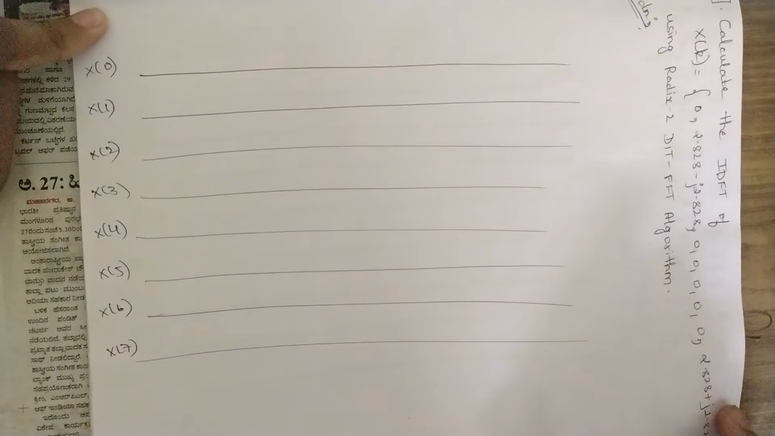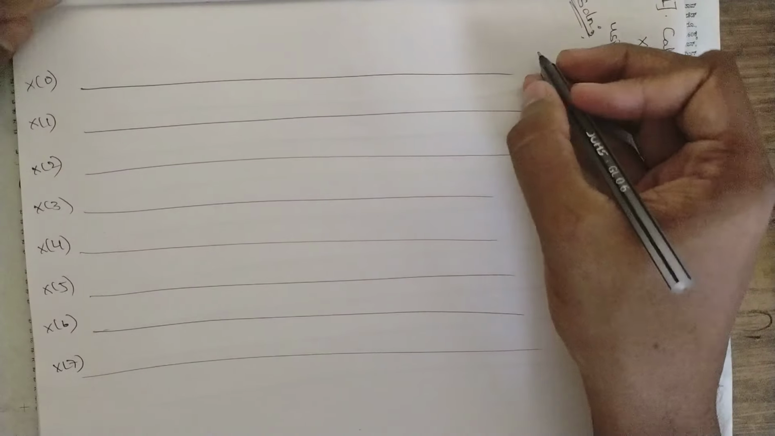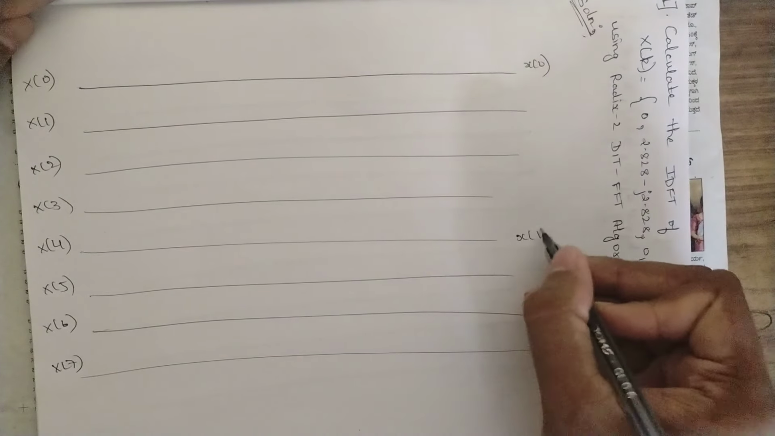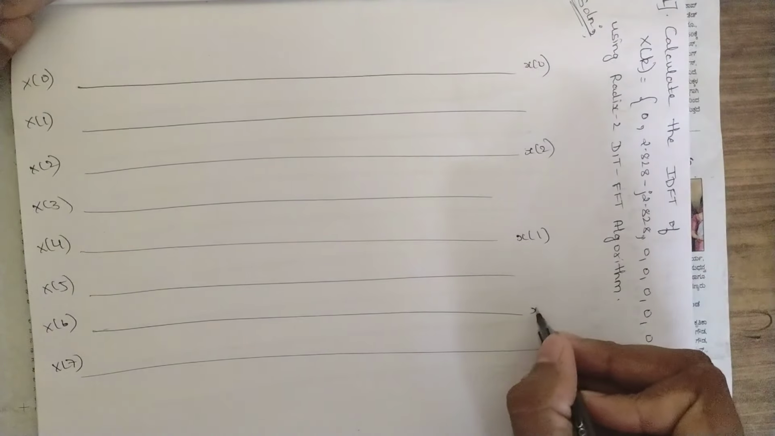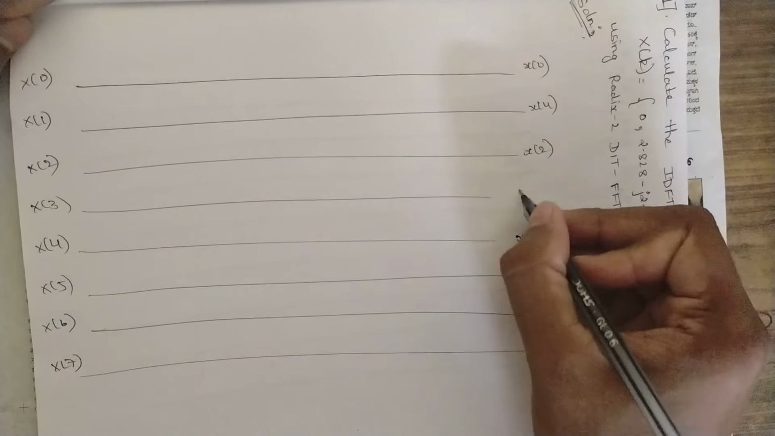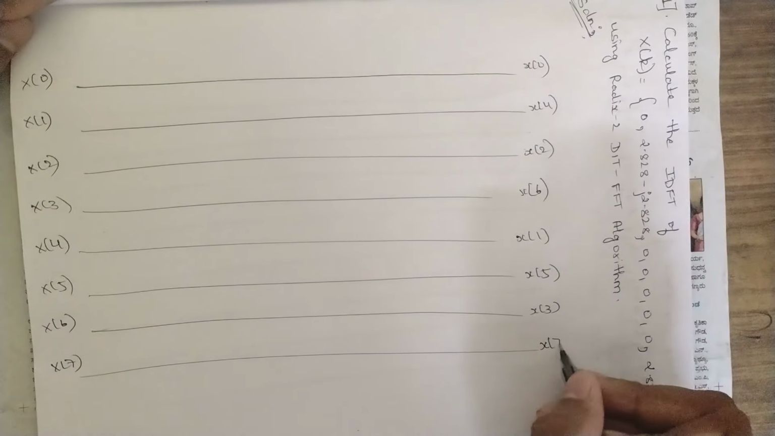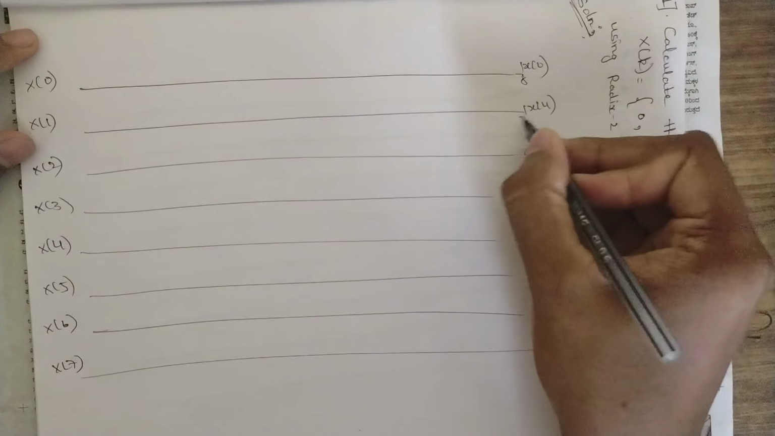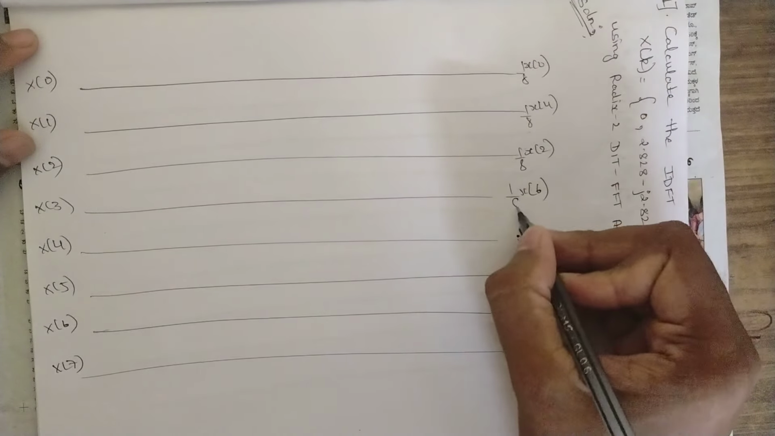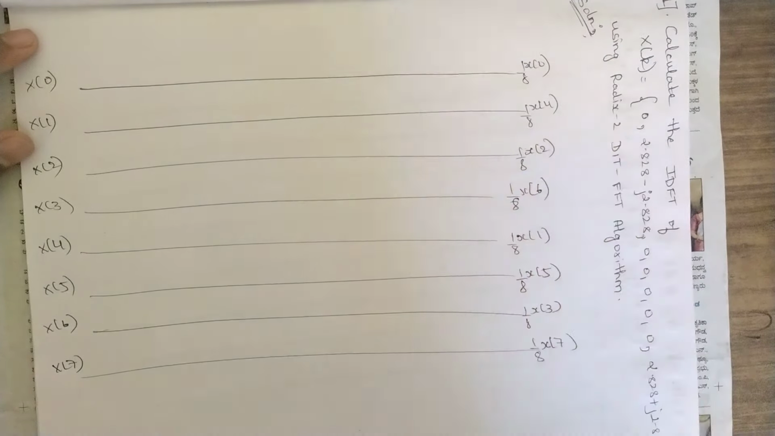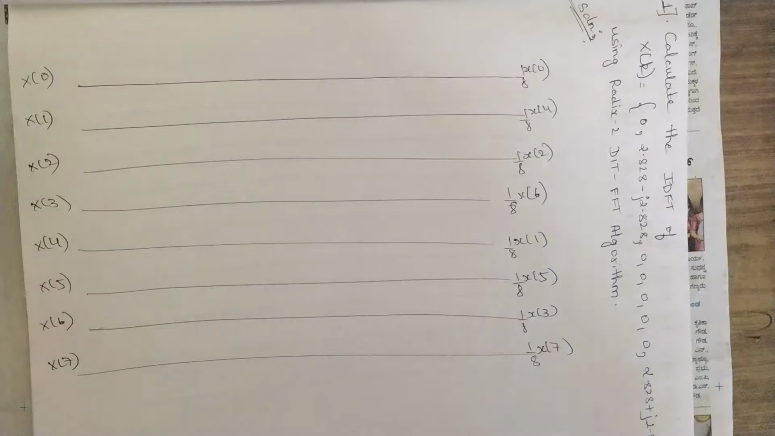Okay, then outputs, bit reversal we would be taking, that is X of 0, 1, 2, 3, 4, 5, 6, 7. Okay, and all we should be dividing by 8, right? So yeah, this much you should be drawing. Then you should be drawing the internal structure.